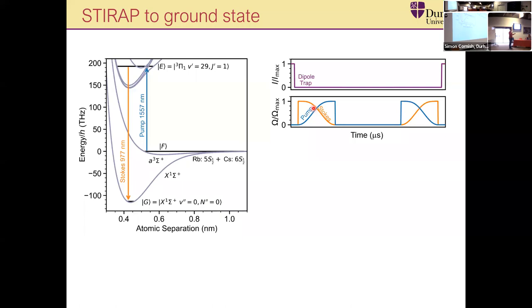So we have to reverse the STIRAP sequence to go back to the Feshbach molecule, pull the Feshbach molecule apart, and image the atoms. That's what we do every time. So that's the STIRAP sequence, and then that's what we see.